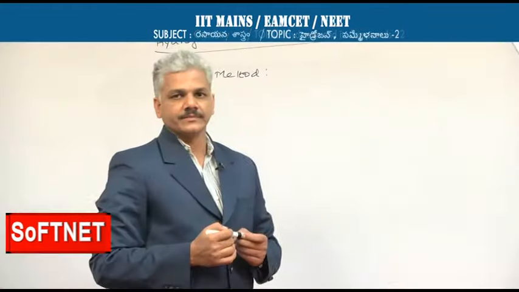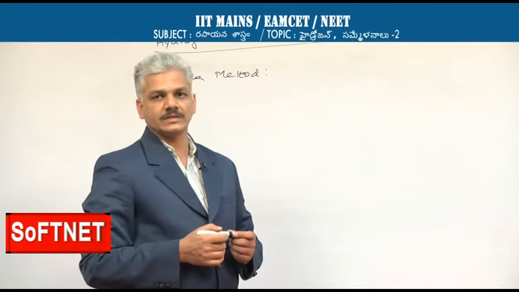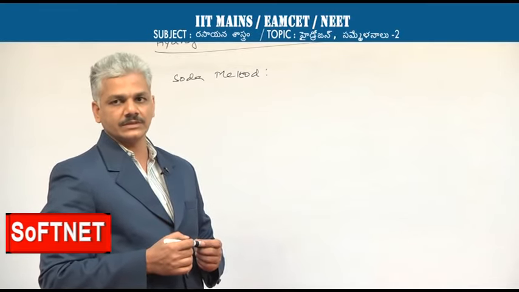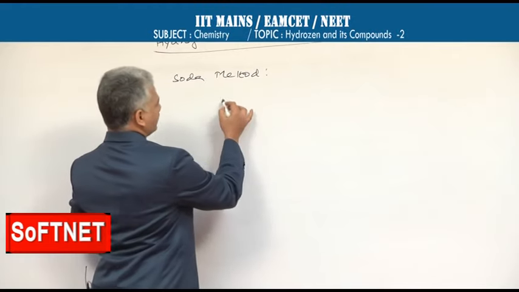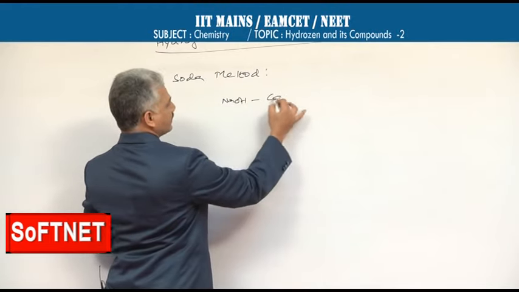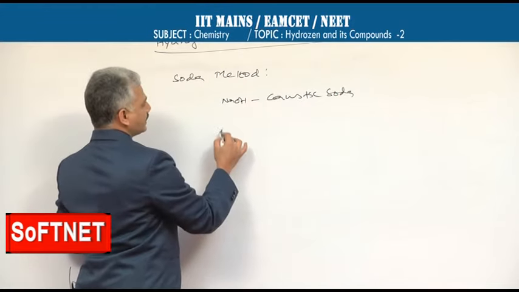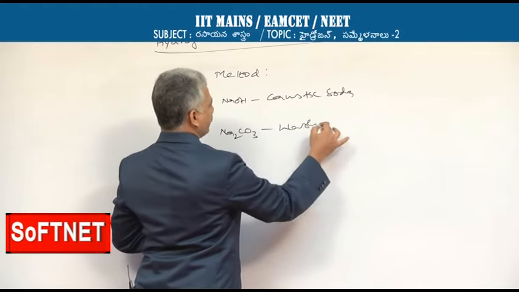Soda method. In the language of chemistry, 2 substances are named as soda. One is sodium hydroxide, another one is sodium carbonate. Sodium hydroxide is known as caustic soda, while sodium carbonate is called washing soda.